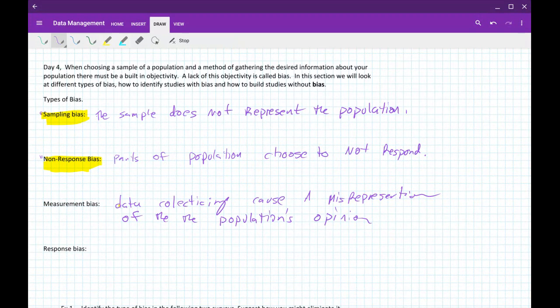And then the last one here is a response bias. This is where people actually respond, but they purposefully give incorrect information for whatever reason, either due to embarrassment or their own personal gain, or because they are not anonymous and they don't want to let people know what they think. So response bias occurs when participants in a survey deliberately give false or misleading answers, for whatever reason.